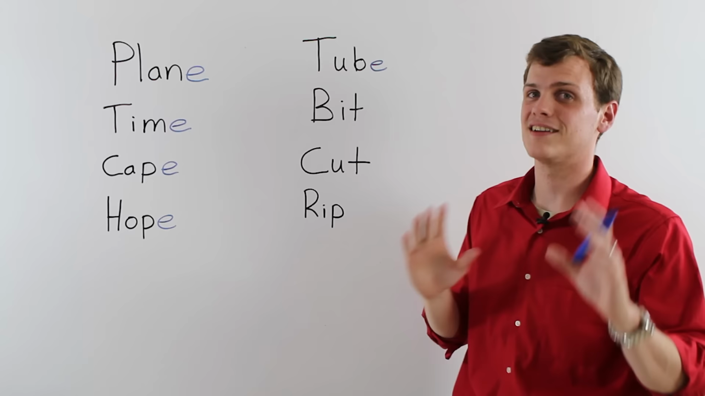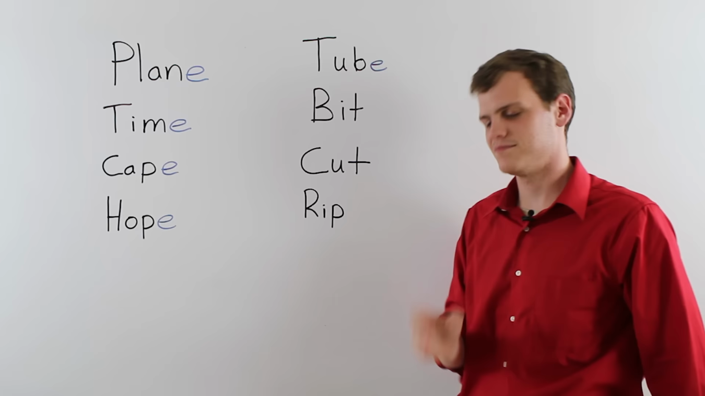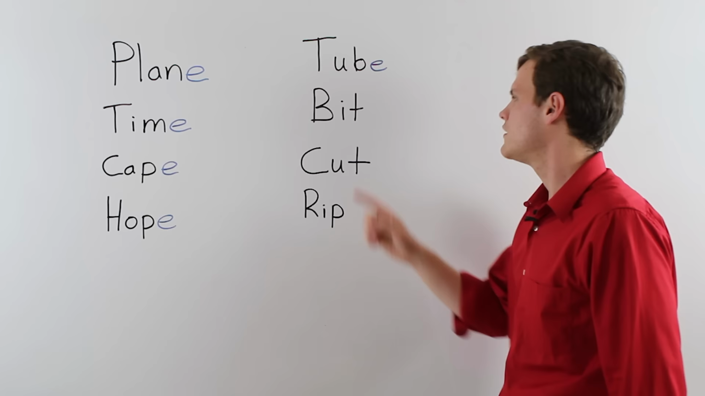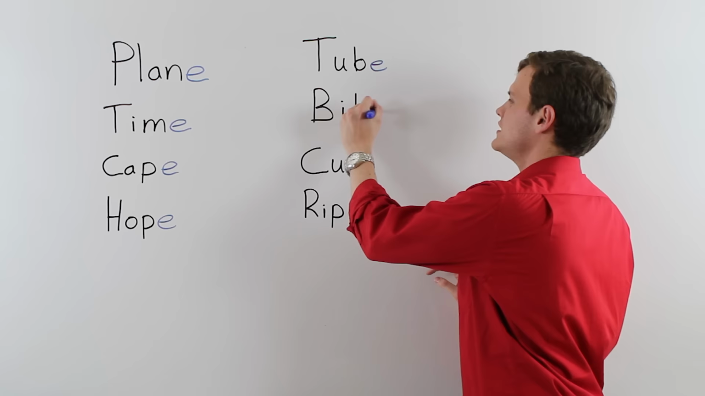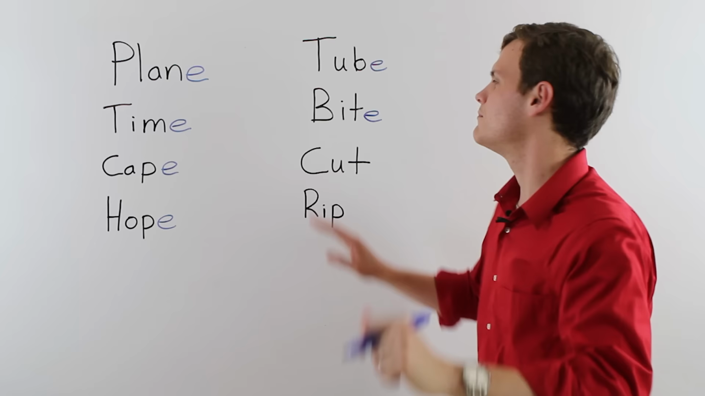After that, we come down to bit. Bit means a small piece. Can I have a bit of your bread? That's bit again. Same as Tim, we have the short vowel I. So again, silent E comes in. Bite, not bitty. Bite going on there.